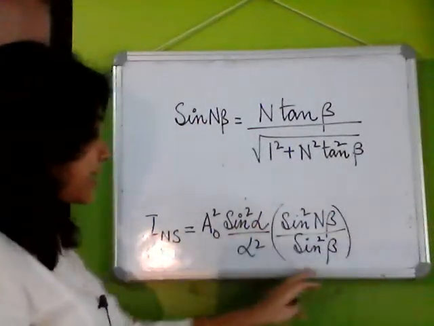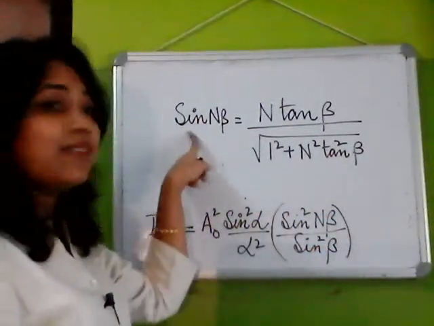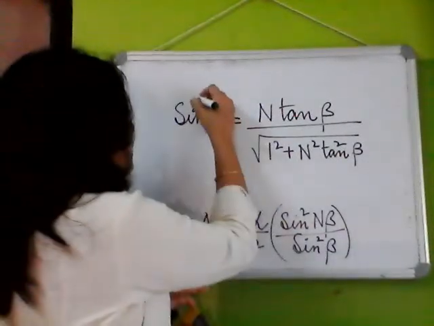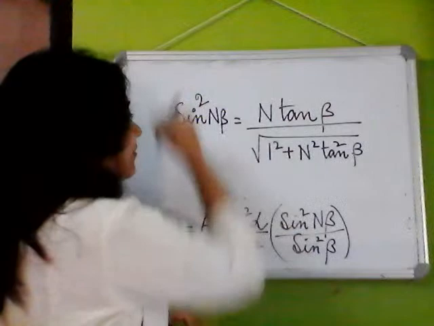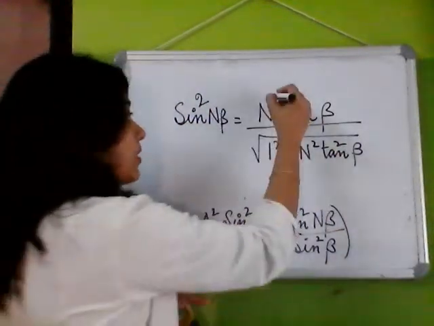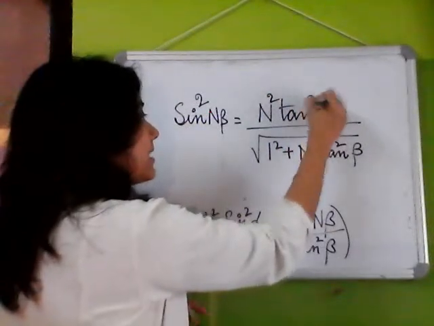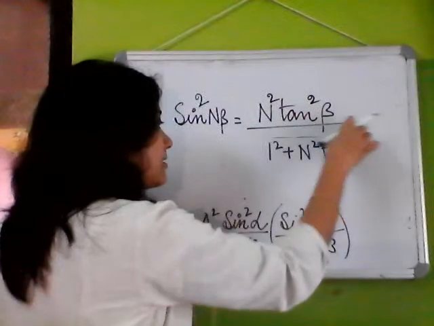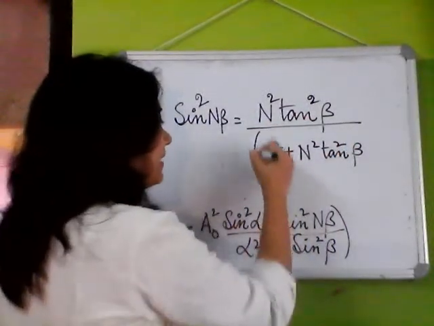But in my expression of intensity, I do not have a sine n beta. I have a sine square n beta. So, let us find out the value of sine square. If I have to calculate the value of sine square, I'll have to square the right hand side as well. So, what will I have? N square tan square beta over 1 plus n square tan square beta. Squaring will get rid of the root for us. And I will be having this.